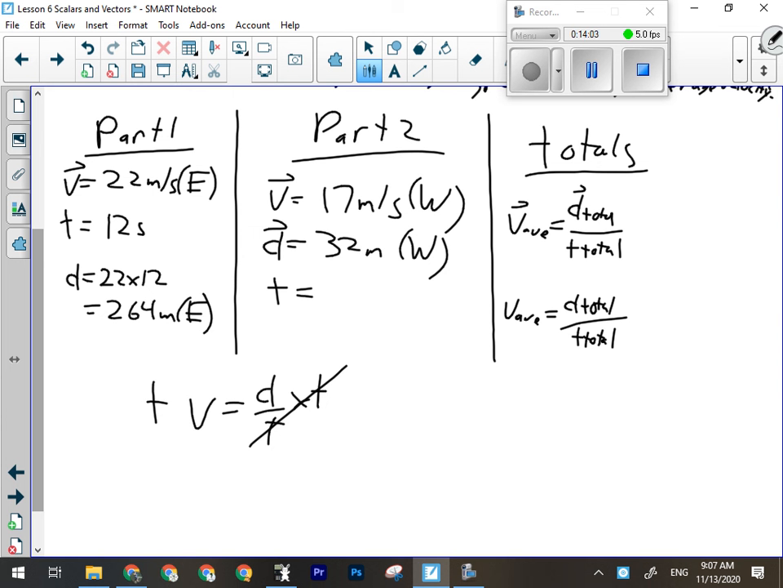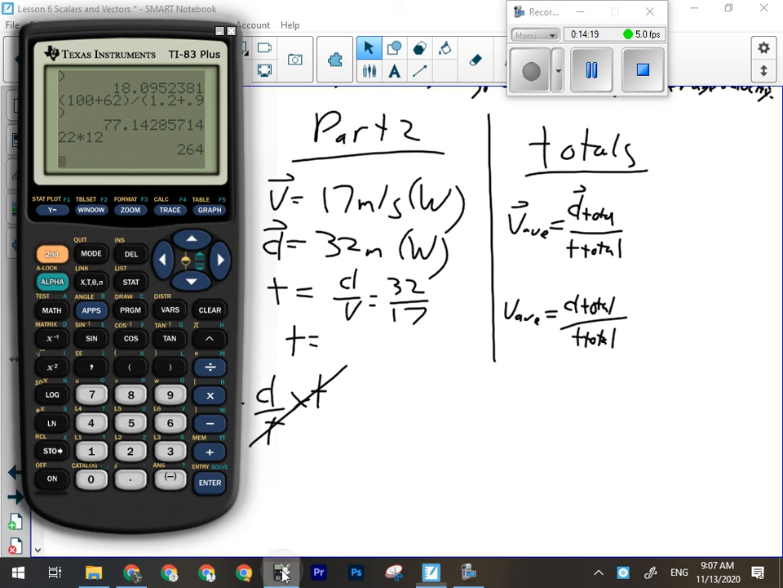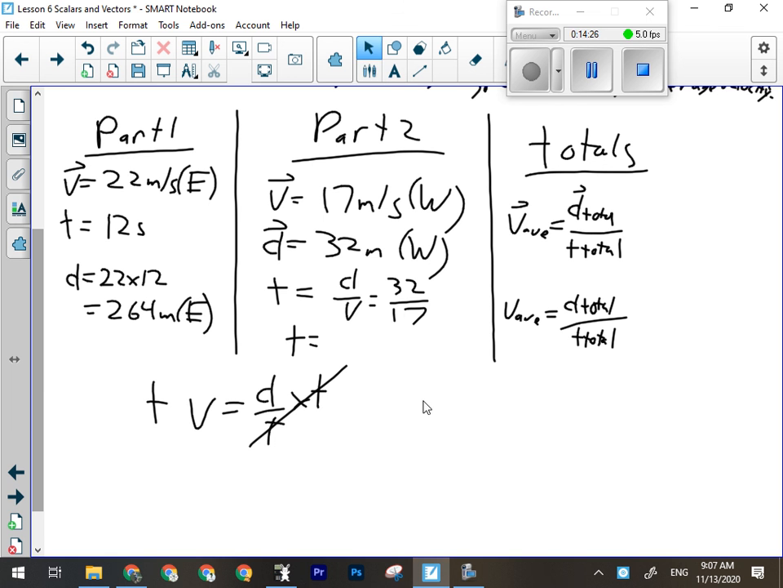And in part 2, I've got to find the time. So I'm going to just continue on with this manipulation here that I did. I want to get time by itself. What do I do with V? Divide it over to the other side. So T equals D over V. That'll be 32 divided by 17. Okay, so 1.88 seconds. Now I'm going to keep all those decimals. That's important to realize. I'm not writing them all down here, but I'm keeping them in my calculator.